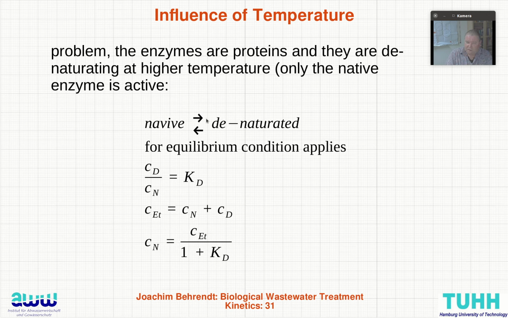Finally, a native enzyme can be denaturated. And under equilibrium conditions, in this case, the concentration of the denaturated to the native is Kd. And the total enzyme concentration is the native and denaturated enzymes. And then we can calculate what is the amount of native enzymes, which are important for the uptake rate. Then we have this expression, that's the total enzyme concentration divided by 1 plus Kd.